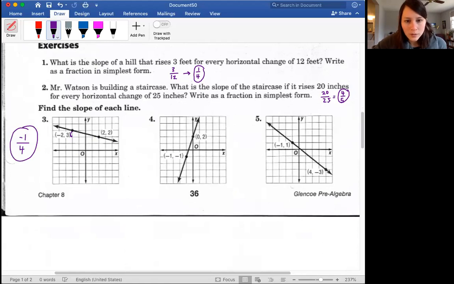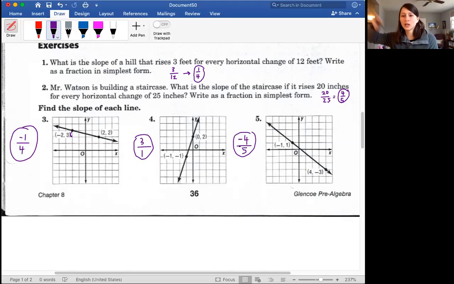Then number 4, going from here, we're going up 1, 2, 3, up 3 to the right 1. So 3/1 is my slope. Number 5, I'm going down, I have to count it. 1, 2, 3, 4, and then to the right, 1, 2, 3, 4, 5. So down 4 to the right 5. So -4/5 there, that's the slope there. Okay, so hopefully that makes sense. Now when we see these fractions, we can see that those are the movements from point to point to point on a line.